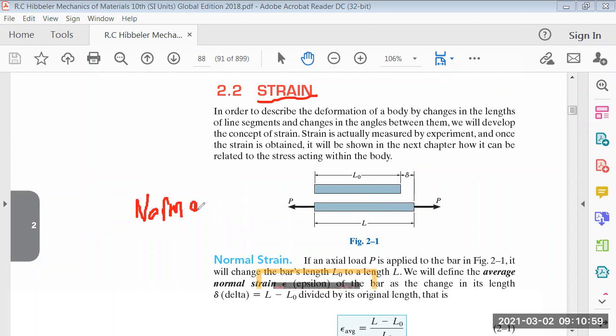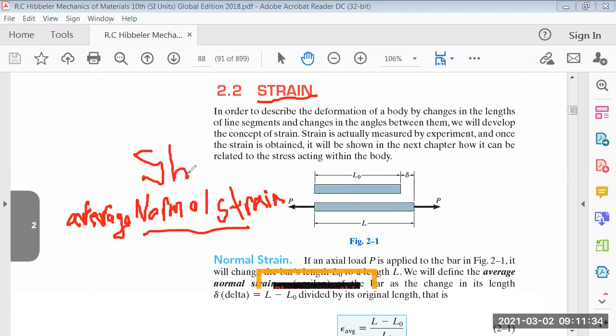It's also indicated as average normal strain. Either you say normal strain or average normal strain, but because we're going to study something else called shear strain, to differentiate between them you have to specify it as normal strain, and the other one as shear strain. We have another type of strain called shear strain.